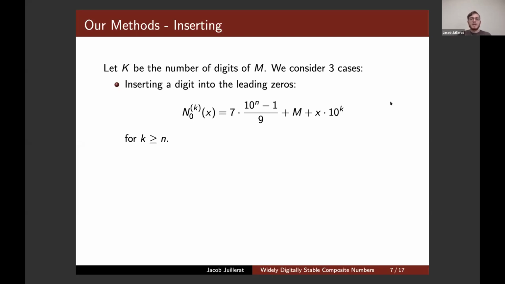And if we are inserting into the leading zeros, then all we're doing is we're just adding x times 10 to the k, where k is in the leading zero, so it needs to be greater than or equal to little n.